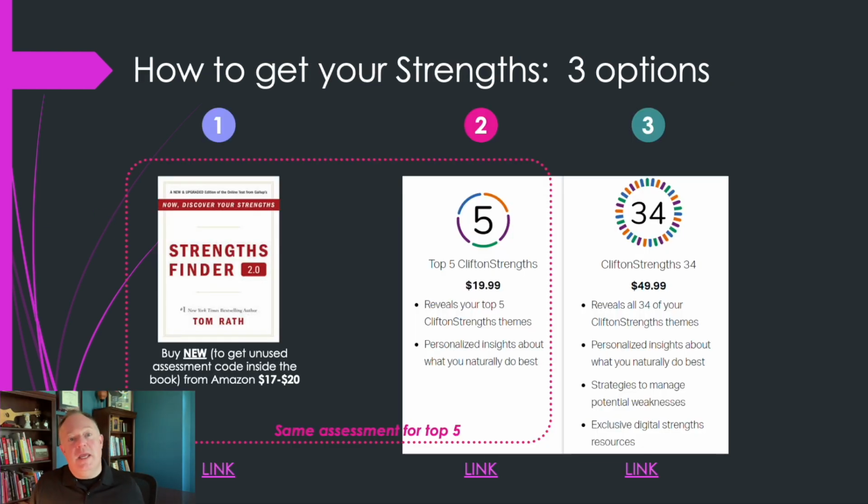So how do you get your top strengths? There's really three different options, I guess you could say, for the assessment that you can take from Gallup. The first option is to buy the StrengthsFinder 2.0 book. And I would go on Amazon. I would definitely buy it new, so you get that code in the back I talked about, because you want to get your own personal code. It's a single-use code. You want to make sure you get that.